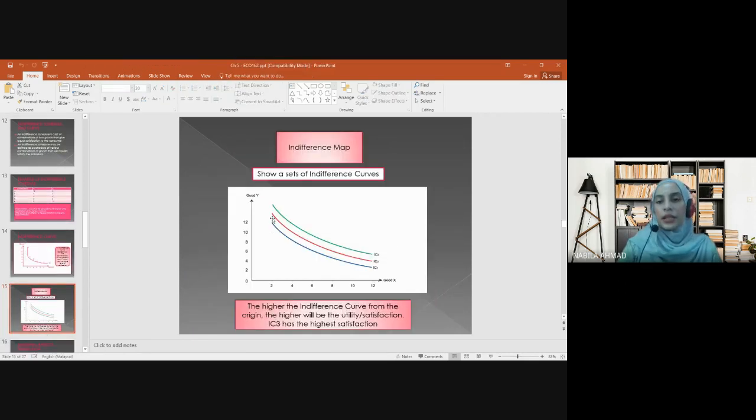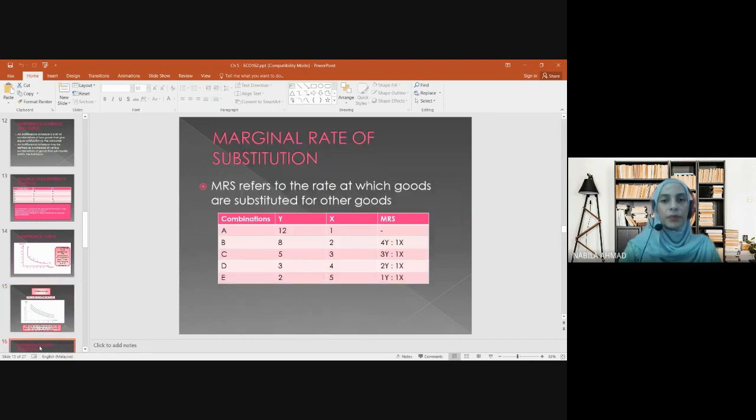Okay, so this is the indifference map. So kalau kita ada beberapa indifference curve, kita panggil indifference map. So the higher the indifference curve, the higher will be the utility or satisfaction. So antara indifference curve 1, 2 dan 3, indifference curve 3 yang memberikan kepuasan yang maksimum.